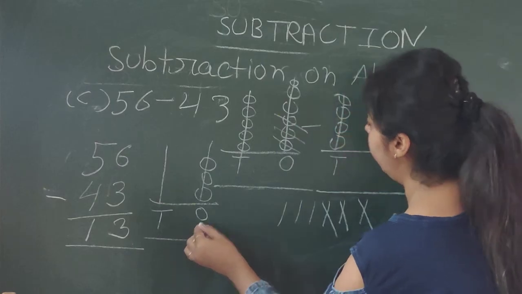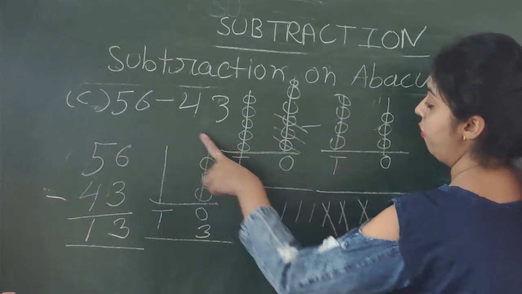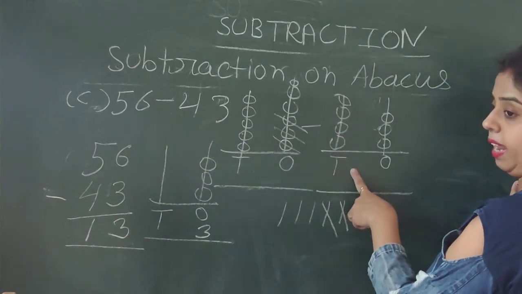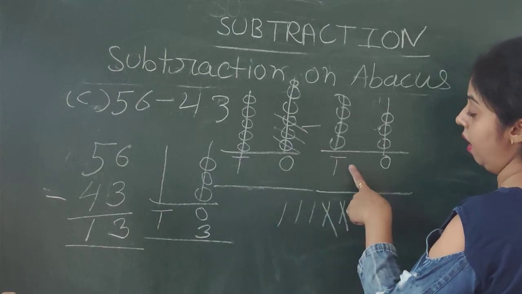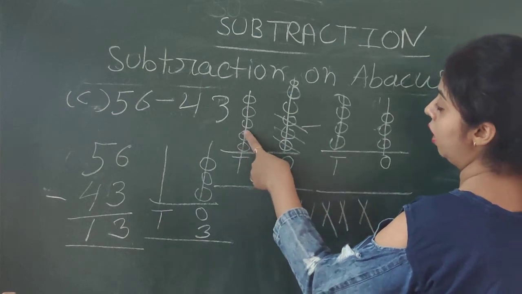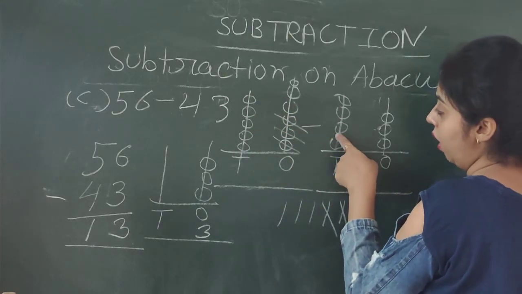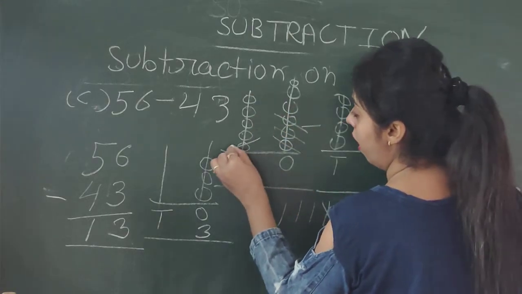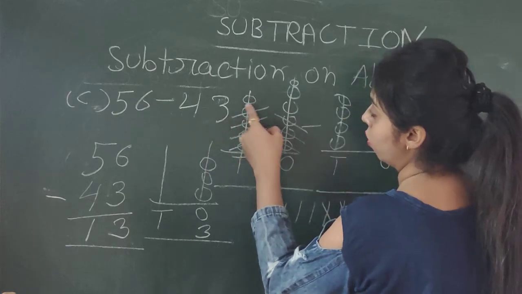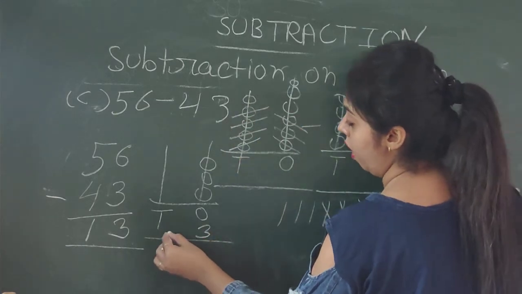Okay, 3. Next, 5 is tens and 4 is tens. So tens subtract the tens. Count 1, 2, 3, 4, 5. Cut the 1, 2, 3 and 4. So how will we write? 1.